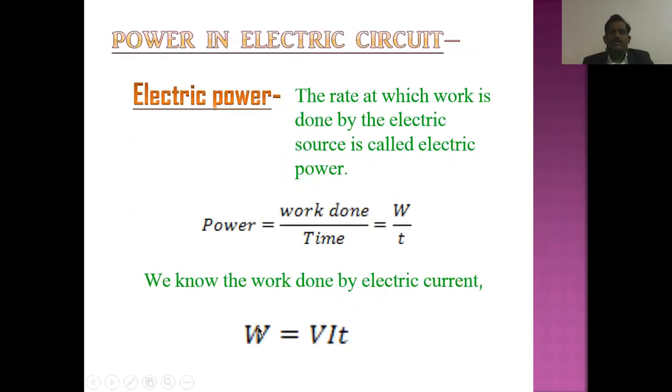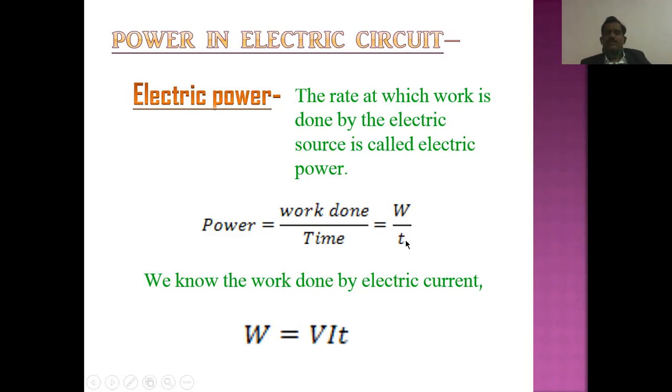Now, at the last point, we study the work in an electric circuit, meaning what is the work or power in an electric circuit? What is the power? Electric power means the rate at which work must be done by the electrical source. It is called electric power. So electric power means work done divided by time. Work done is denoted by capital W and time is denoted by small t. So power is equal to W upon T.